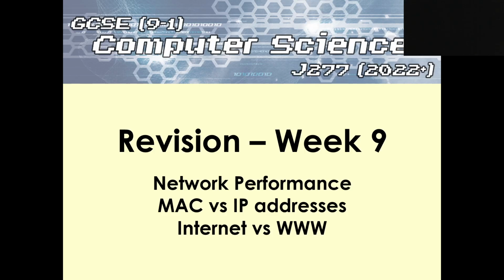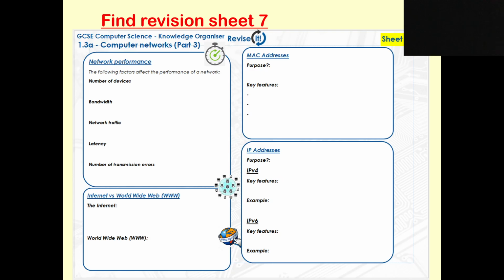This week we are going to try and cover quite a lot. We're going to cover three things: network performance, the difference between MAC and IP addresses, and the difference between the internet and the World Wide Web. To start with, can you make sure you have this revision sheet 7 in front of you ready to go? When you do, continue on with the video.